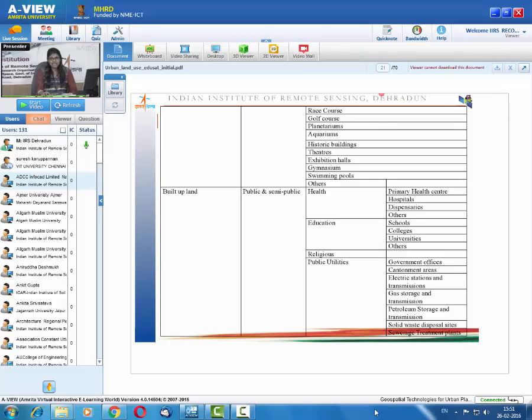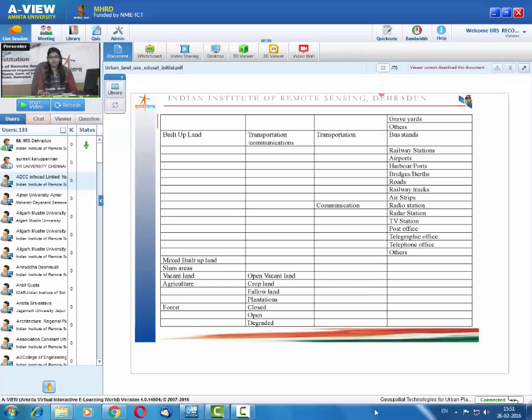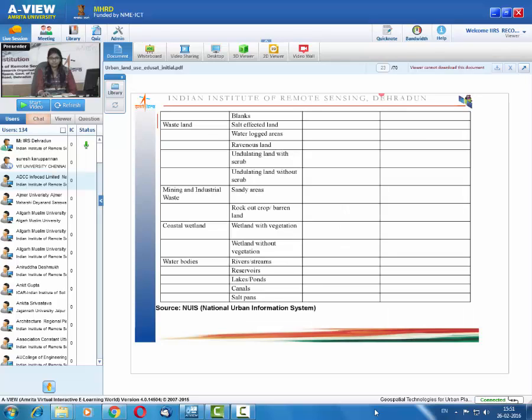The link is easily available on the web, so you can download it from there. In detail, I have put on the slides where you can go and see the level 1, 2, 3 and 4 classification system for all the land uses, for all the land covers. It is not essential that we go down to level 3 and level 4. In some cases, till level 2 also the classification is completed.